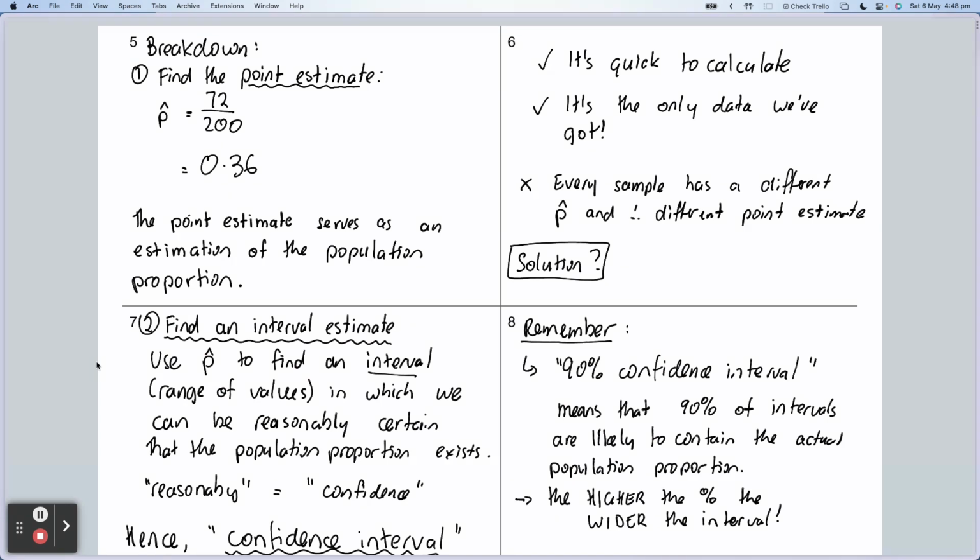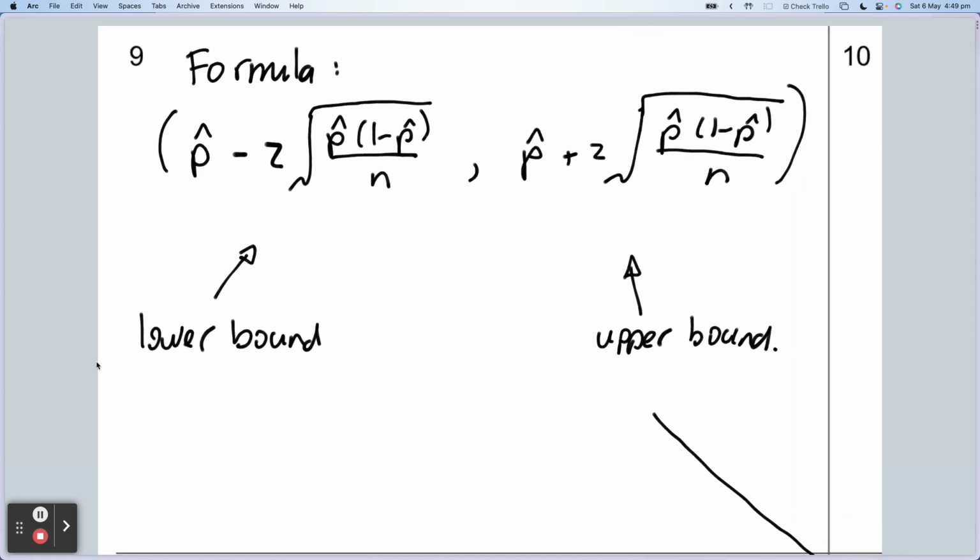In a 95% confidence interval, instead of being 12% wide, it might be 20% wide. Or if we go to 50%, we might find it's narrower. But then again, we're only saying that it's going to be in there with a 50% confidence. So it's all about getting the balance right, I guess. Okay, let's move on. This is the formula.